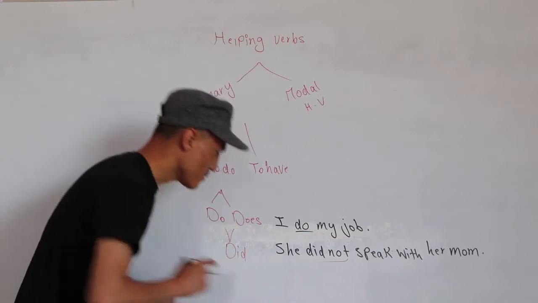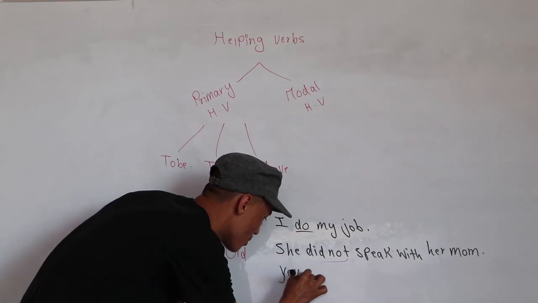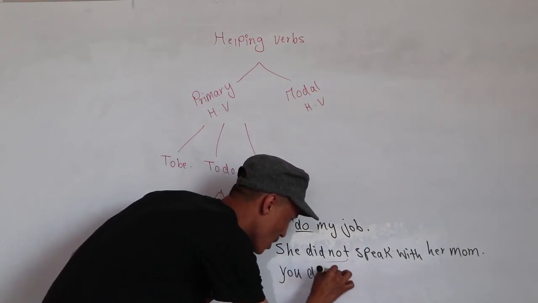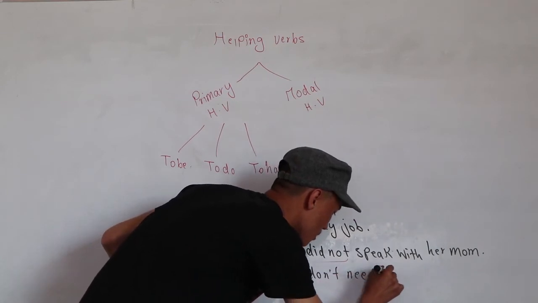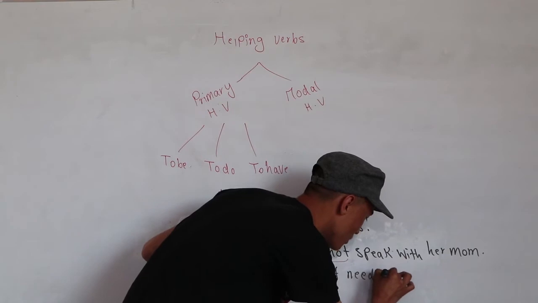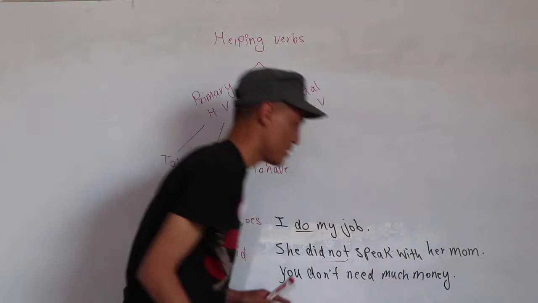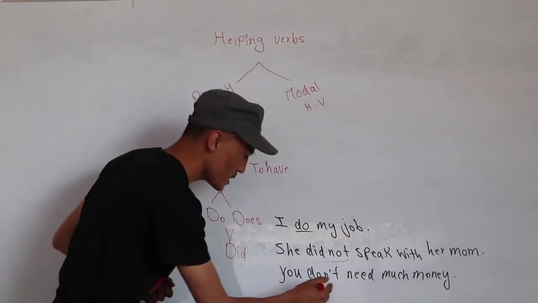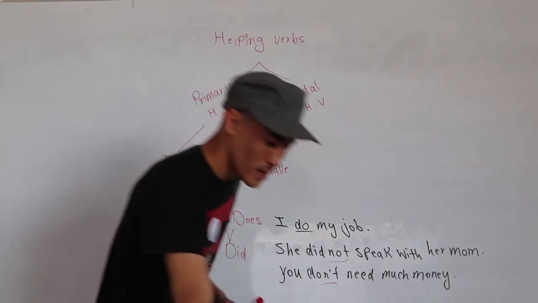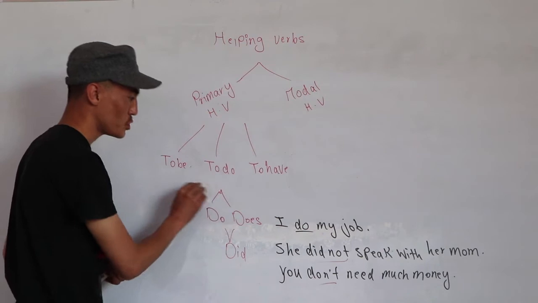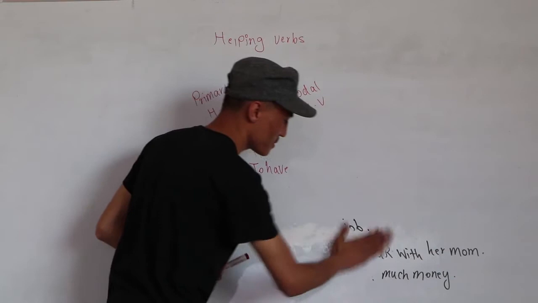Or present, for example, you don't need much money. You don't need much money. In the sentence, in here it is used in present. The next one that I'm going to talk about is to have verbs.